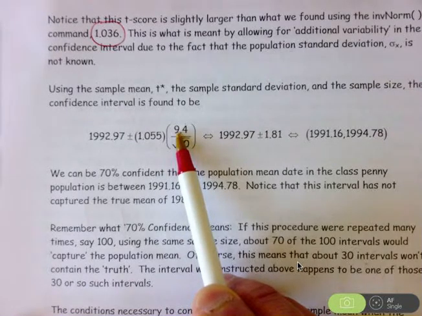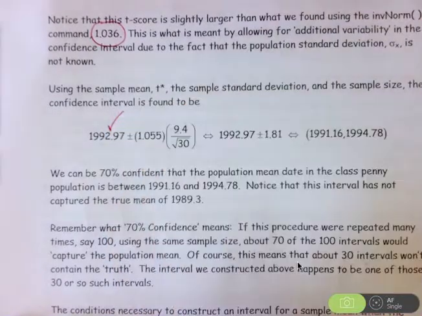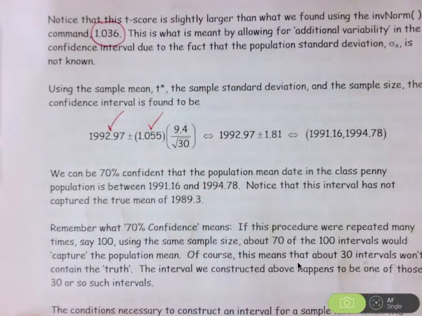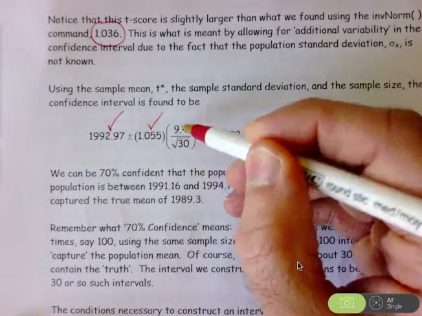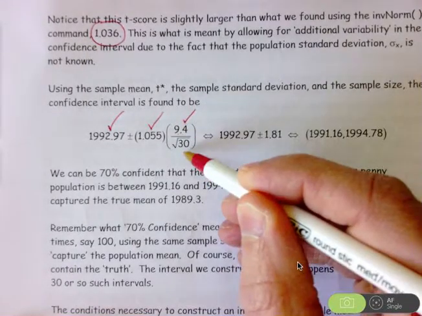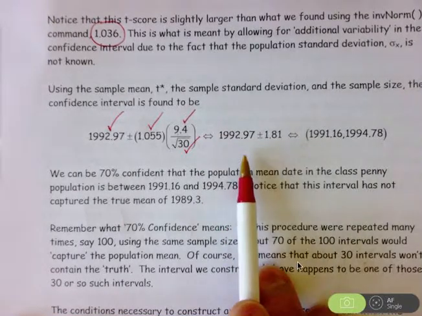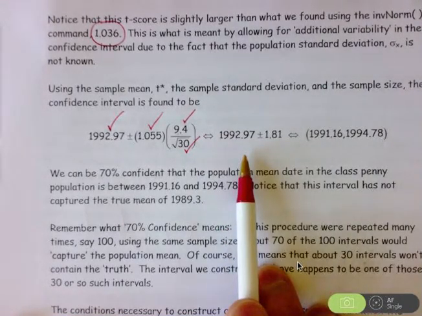So this is built just like before. Here is our sample mean. Here is our critical value, the 1.055. It's just now a t-score. Here is the sample standard deviation. We still use the square root of the full sample size, the square root of 30. So here is our confidence interval. And again, guys, it interprets exactly the same way.